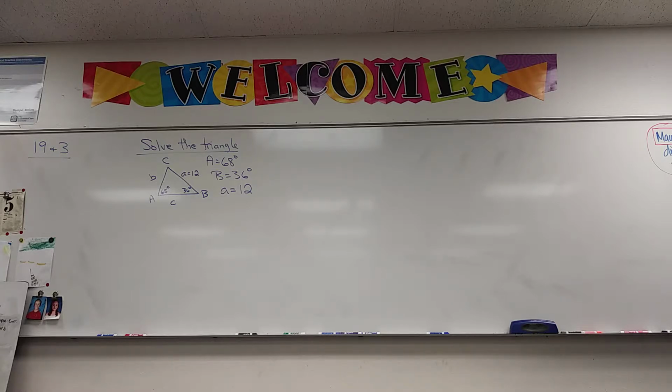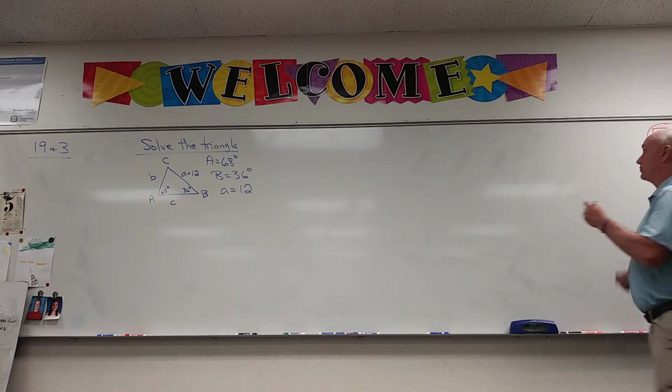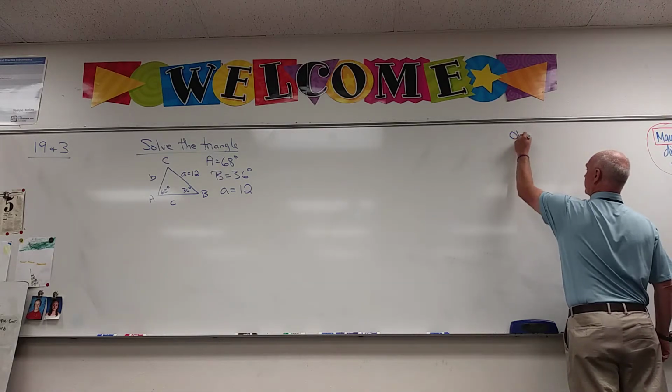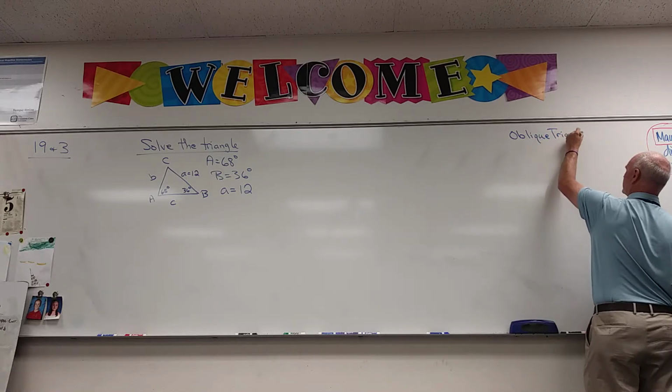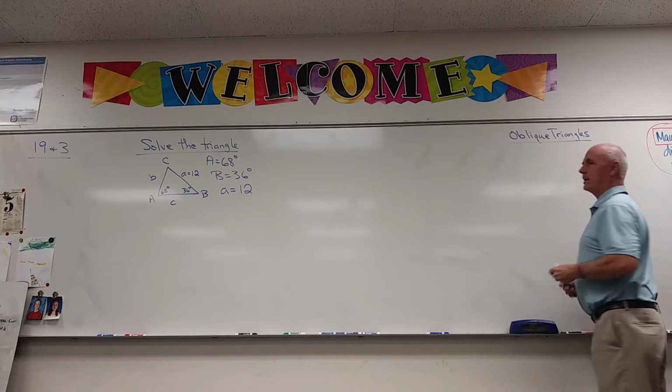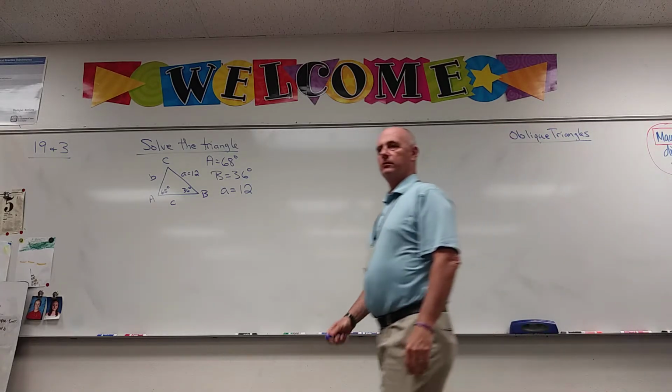When we have a non-right triangle, now I don't like saying non-right triangle, so we're going to use a different phrase for it. Non-right triangles are called oblique triangles. So if we have an oblique triangle, what are we no longer able to use? Two things. One is the Pythagorean theorem. Pythagorean theorem is out. Is there anything else?